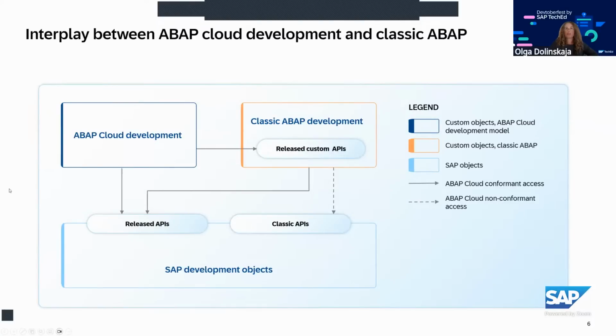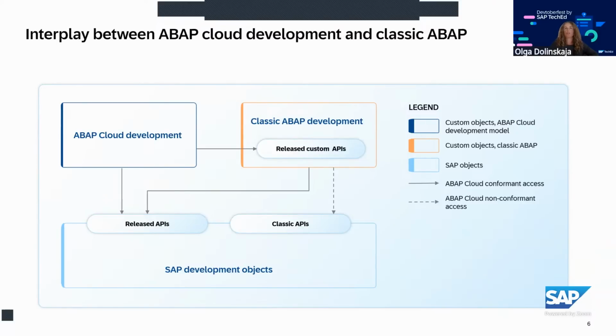Here on this slide, you see how the ABAP Cloud development interplays with classic ABAP development. If you take a look at the ABAP Cloud development box on the left side, you see that if you develop your custom objects with ABAP Cloud, then you will be able to access other ABAP Cloud custom objects inside of the same software component, and you can access the SAP development objects via released APIs.